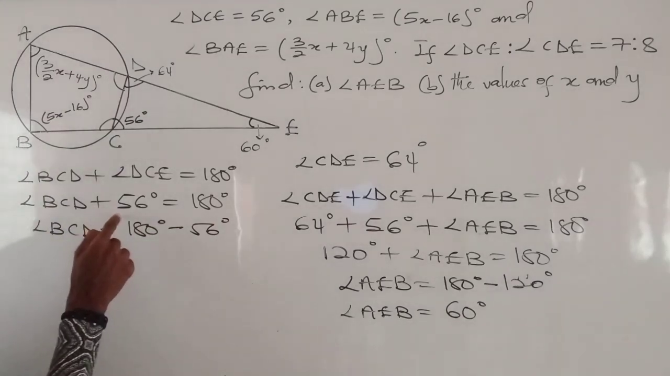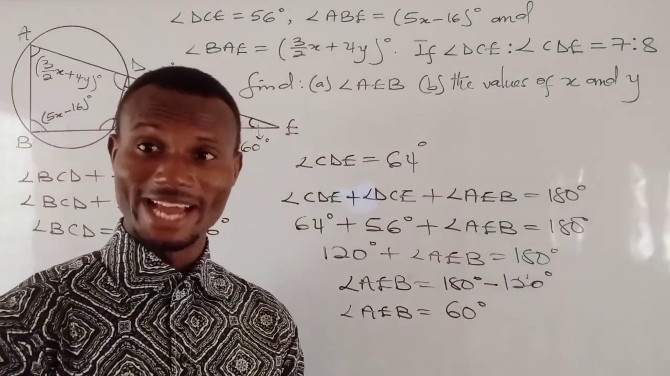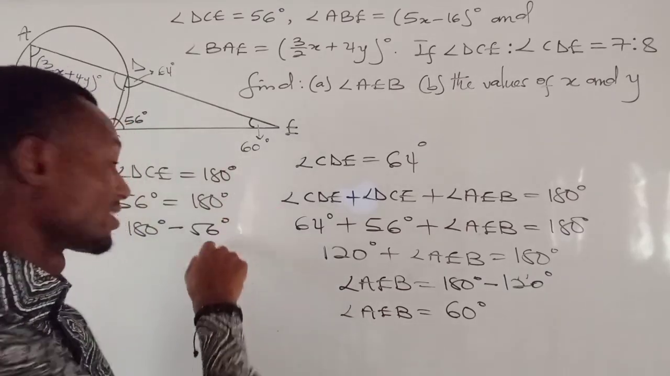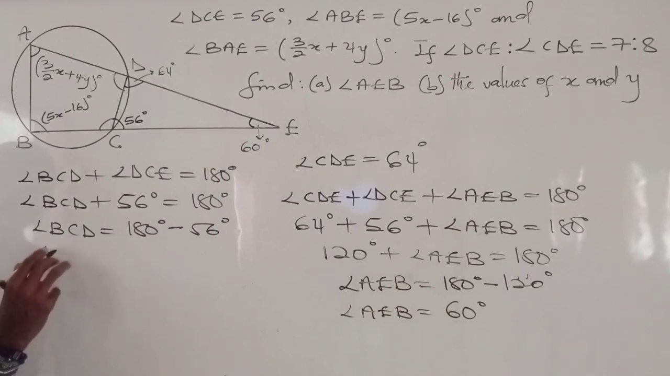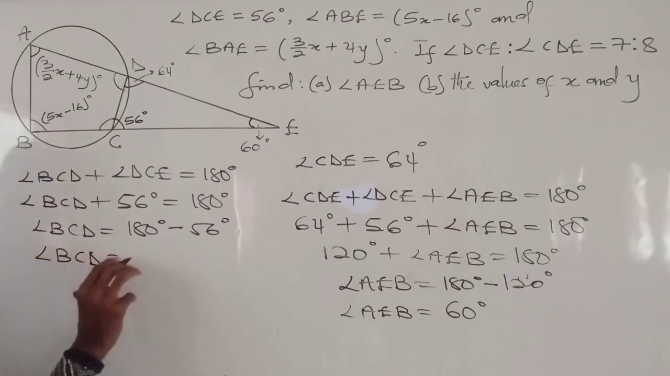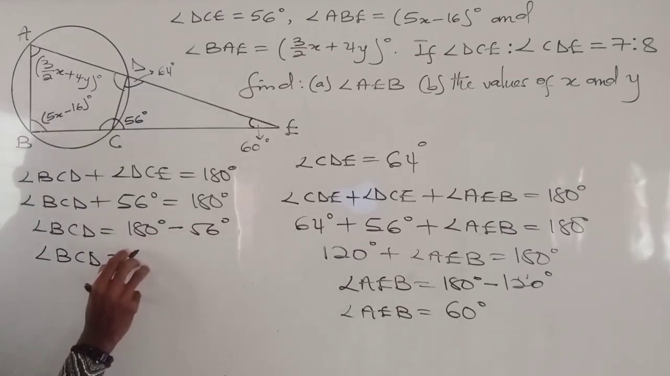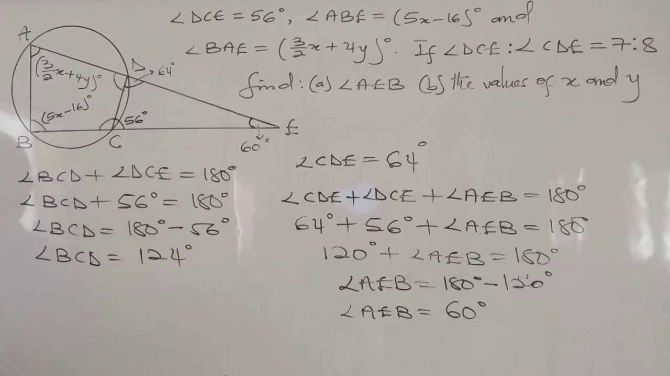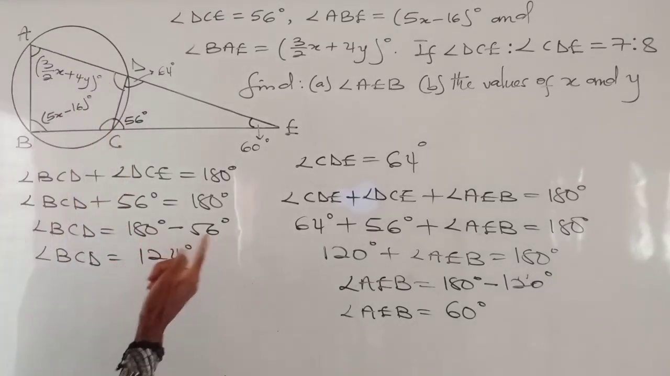This is positive 56. It will cross the equal sign. When anything crosses the equal sign, the sign it has changes. It's positive here, it crosses the equal sign, becomes negative. That's why we are having this. So my angle BCD will be equal to 180 degrees minus 56 degrees. That will give you 124 degrees. I hope you agree with me. Just do your subtraction to confirm: 180 degrees minus 56 degrees, we have 124 degrees.